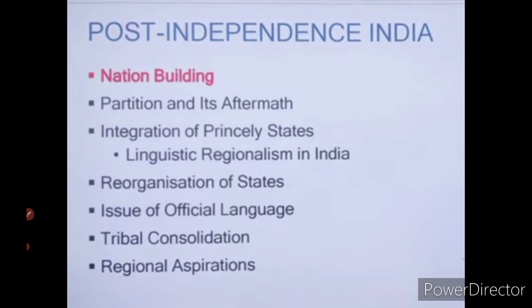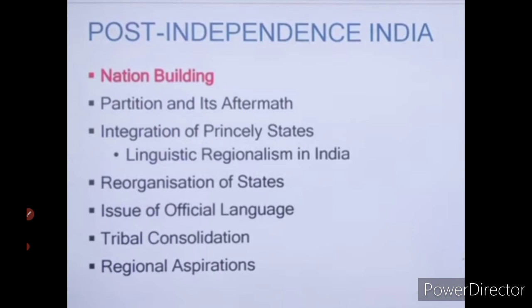Then how were the princely states integrated, integration of it, linguistic regionalism in India. Basically in this topic, people are free to speak any language in any region. For example, if a person is living in West Bengal, the person is free to speak Bengali. Then reorganization of states, how were the states reorganized, issue of official language.